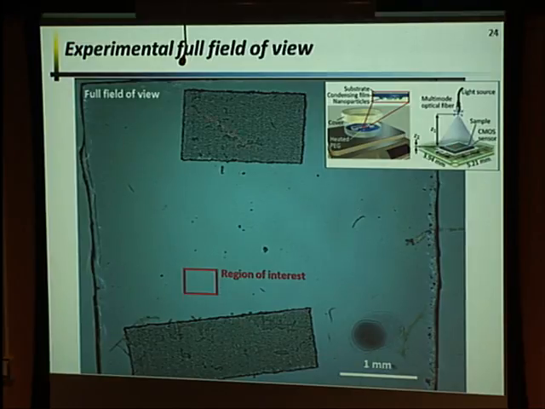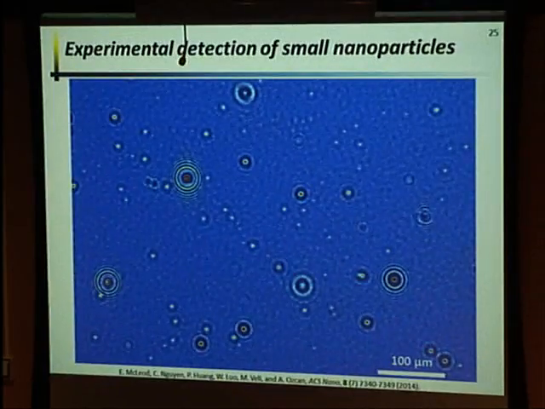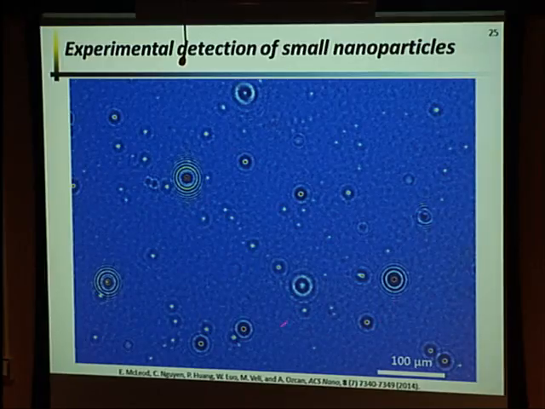This is our full field of view. These things are just some tape spacers that we had on our sample here. On the next slide, I'm going to zoom into this region of interest. This would be a reconstruction after doing this vapor condensed nanolenses, and you can see all these different effects. So there are a few different things.